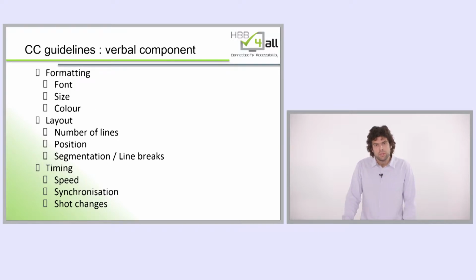The verbal component is made up of formatting, font, size, color, layout, number of lines, position, segmentation and line breaks, and finally timing, which includes speed, synchronization, and shot changes.